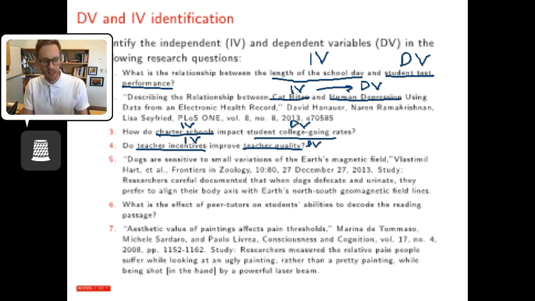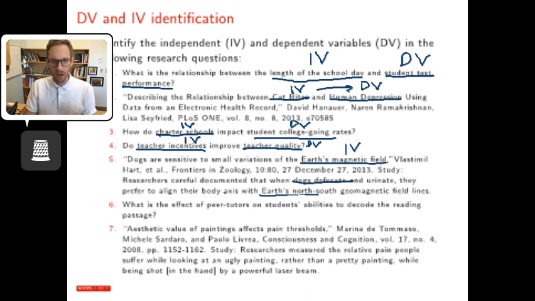All right, I like this one. We did cats, so I thought we'd go to dogs. Dogs are sensitive to small variations of the Earth's magnetic field. So here's the study. Researchers carefully documented that when dogs defecate and urinate, they prefer to align their body axis with the Earth's north-south geomagnetic field lines. So it seems like there's something about the geomagnetic field lines of the Earth's magnetic field, the independent variable, which is acting on dogs in a way where it changes their behavior when they are using their bowels.